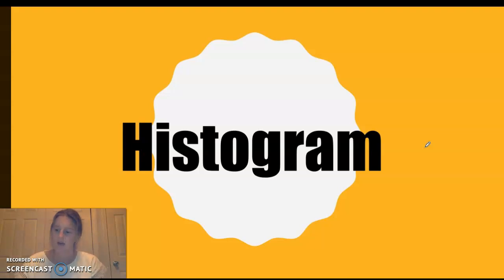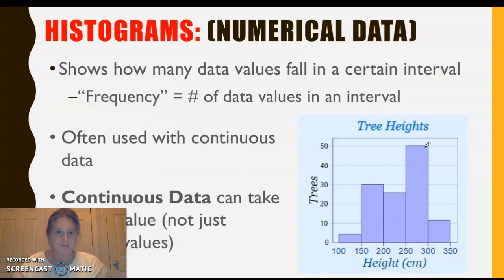A histogram. We did these briefly. Histograms show how many data values fall in a certain interval, right? Or frequency. We talked about what frequency is. It's used with continuous data. It's kind of like we're binning the numbers.